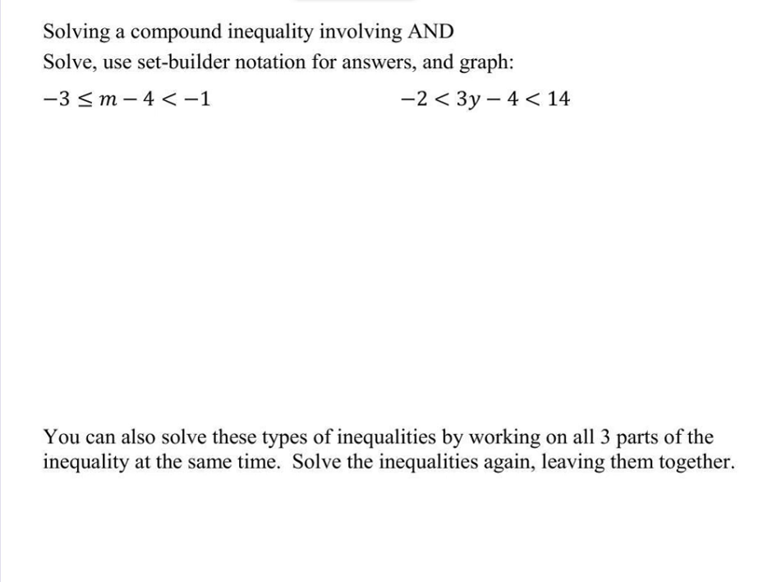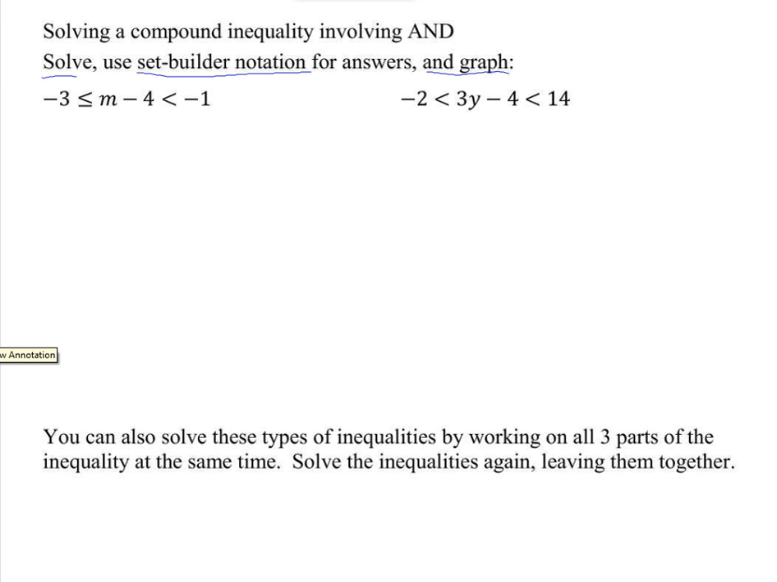Solving a compound inequality involving the word and. You can be given problems that look like this. Notice the directions: we want to solve, write our answers in set builder notation, and graph. This is just like everything that we've been doing. The difference is now it's a compound inequality. I know it's a compound inequality because of those 2 inequalities in the same problem. So let me get those off of there.